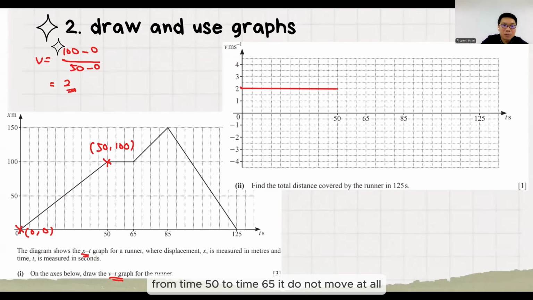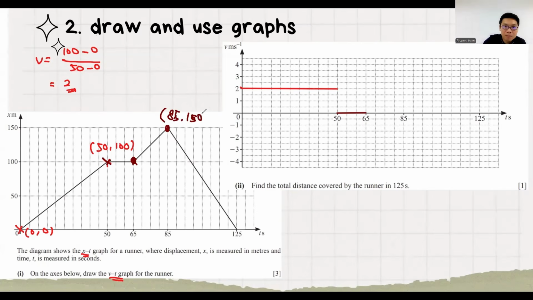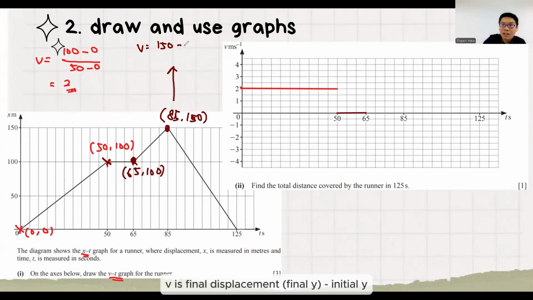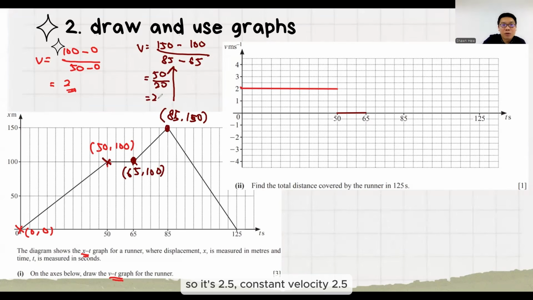After this, from time 50 to time 65, it does not move at all. So the velocity time graph from 50 to 65 is 0. They do not move at all. Then from 65 to 85, again, is a constant velocity. V is final displacement, final y minus initial y, over final time minus initial time. So it's 2.5. Constant velocity 2.5.